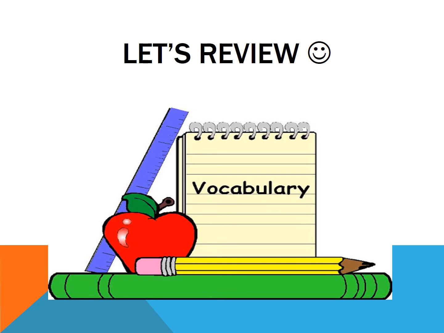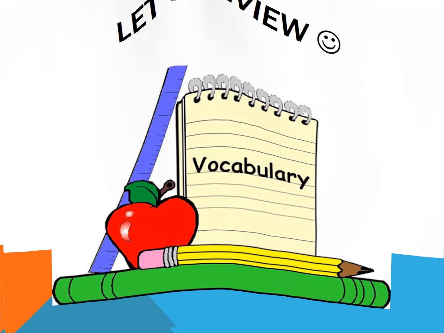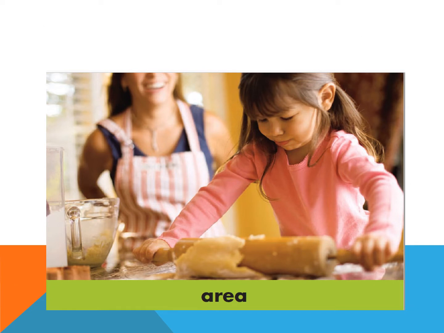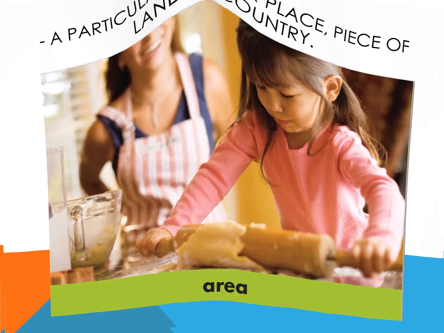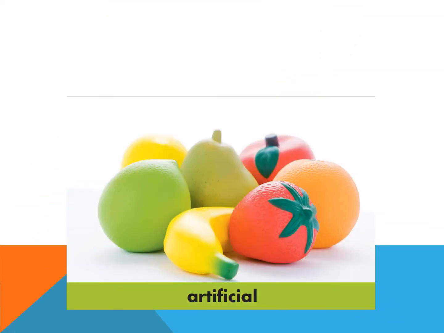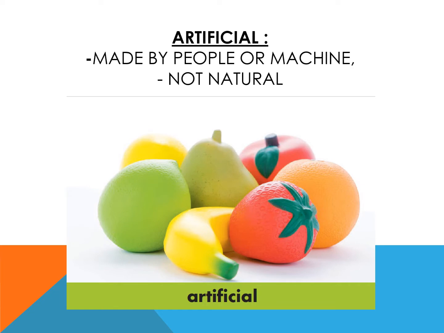The first word is area. What does area mean? A particular part or place, piece of land or country. Area. Say the word again. Area. Artificial. What do you think artificial means? Made by people or machine, not natural. Artificial is something not natural. Can you think of something artificial in your home?